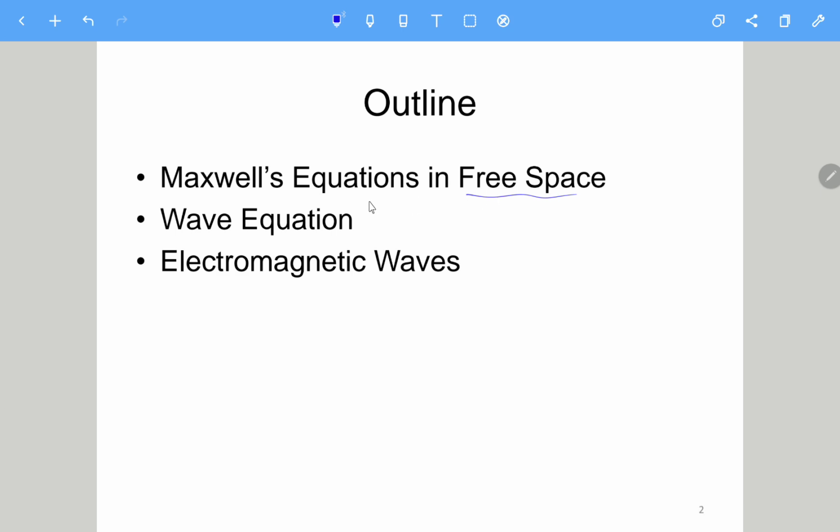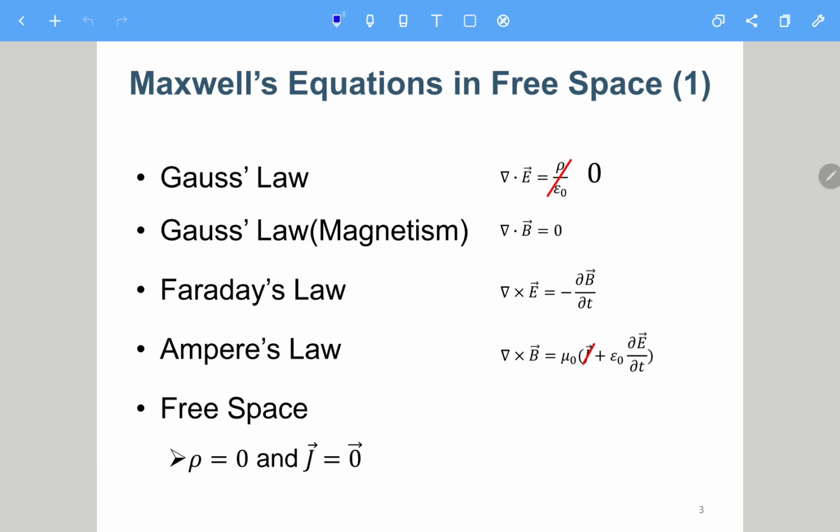Okay, and based on the Maxwell equation in free space, we can derive the wave equation. And based on solving the wave equation, we will get the solution, which is the EM wave propagating in vacuum. Okay, so first is the Maxwell equation in free space.